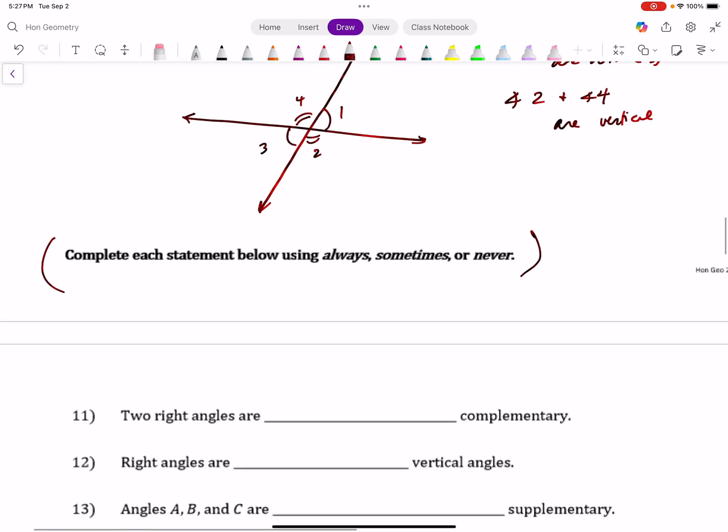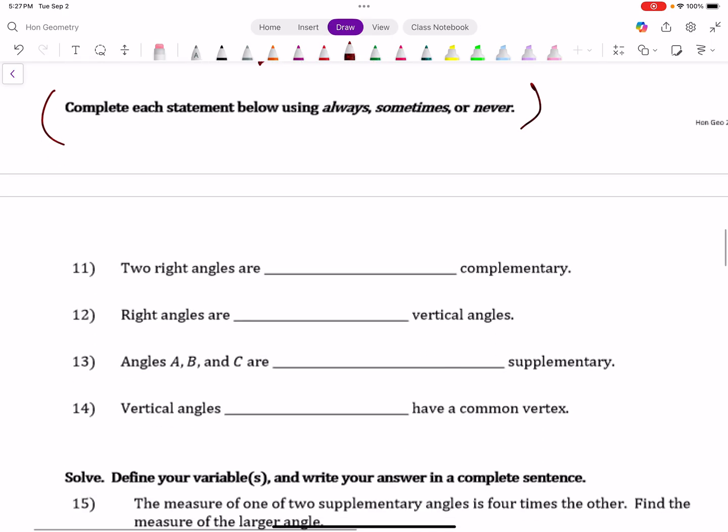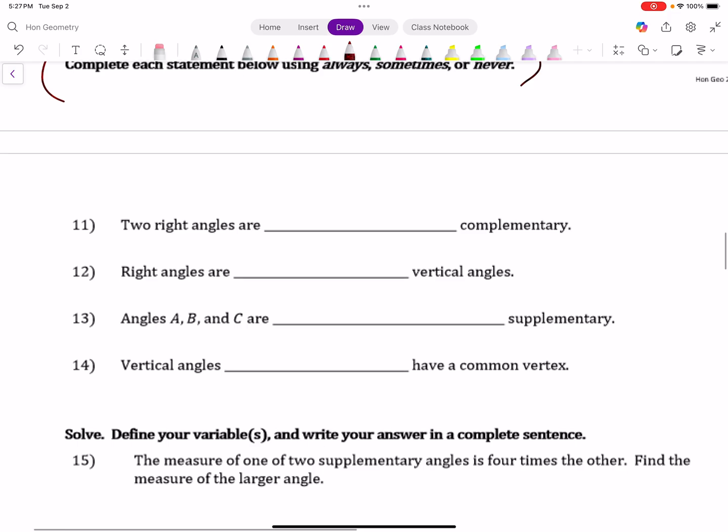Okay, so we're going to complete each statement below using always, sometimes, or never. Two right angles are, so they're both right angles. Two of them, there's no way they're going to add up to 90 degrees, are never complementary. However, they would always be supplementary. Right angles are sometimes vertical angles. You know, if you've got those two, but if you have those, go back.